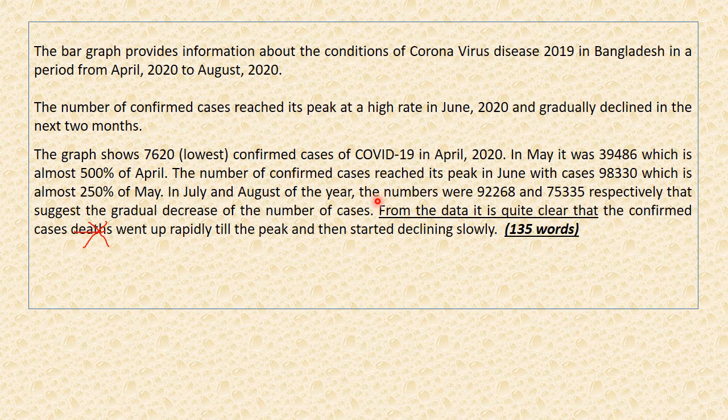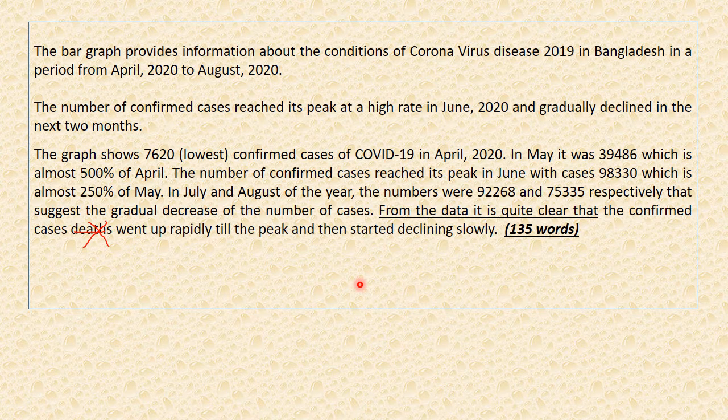The number of confirmed cases reached its peak in June with 98,330 cases, which is almost 250% of May. In July and August of the year, the numbers were 92,268 and 75,335 respectively. That suggests the gradual decrease of the number of cases. From the data, it is quite clear that the confirmed cases went up rapidly till the peak and then started declining slowly. And there are 135 words in the complete answer.